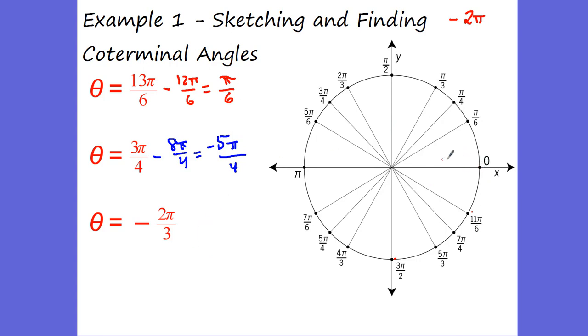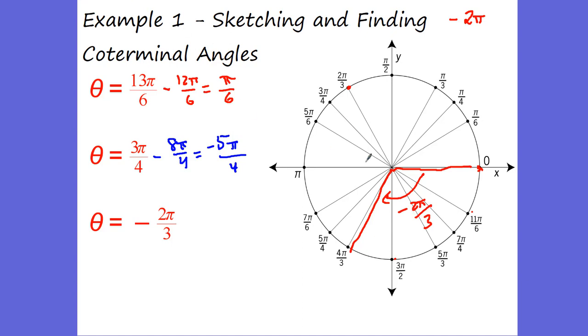Now, take a look here, this last one is negative 2 pi over 3. 2 pi over 3 goes from here all the way to here. So if we're going not in the positive region, which is counterclockwise, but clockwise in the negative region, negative 2 pi over 3 would be right here, wouldn't it? So that would be negative 2 pi over 3 distance away.